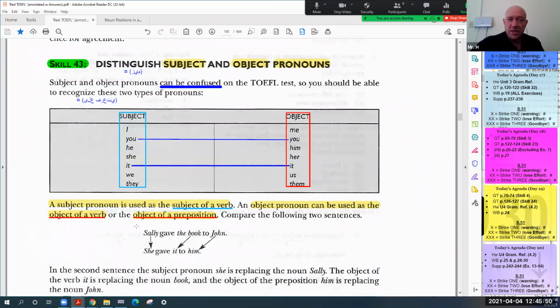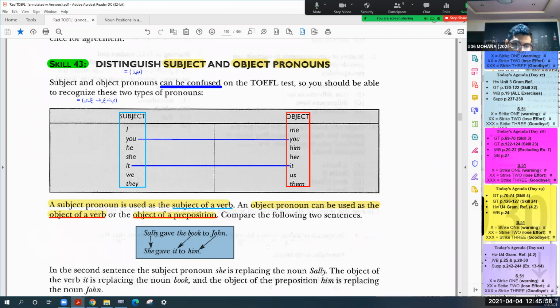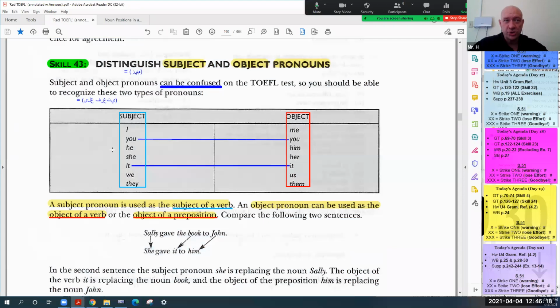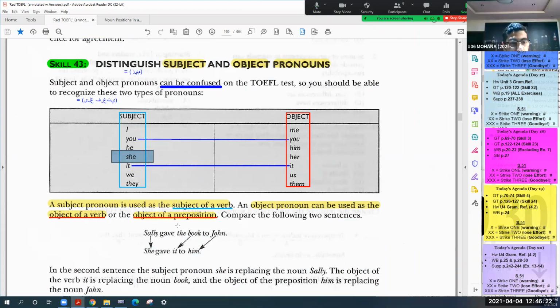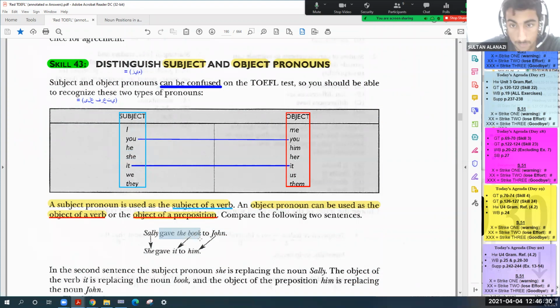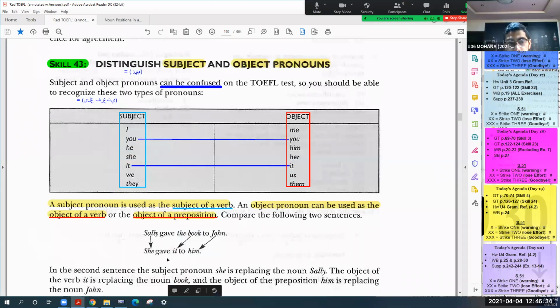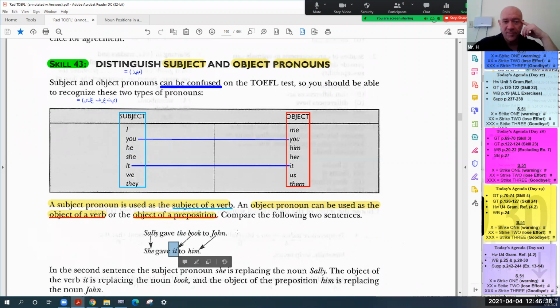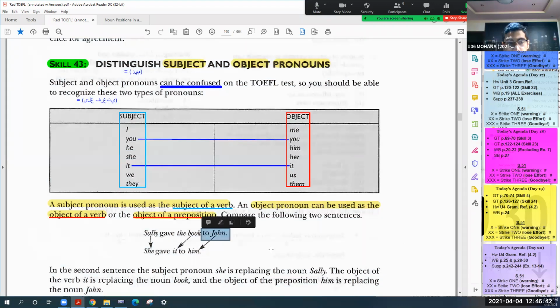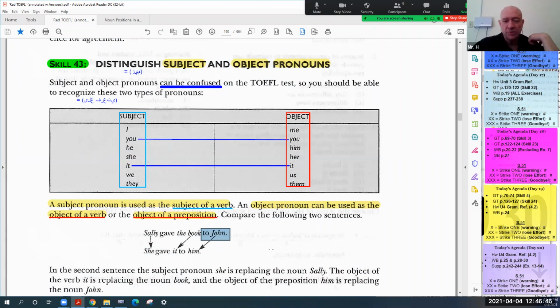All right, Mohana, I want you to read these two examples and explain the changes. Sally gave the book to John. Sally is the subject, so we can replace it with she. Can I use her? No, because it should be a subject. We want the subject position, so you must choose the subject pronoun. Continue. The book is the object of the verb. It follows a verb, so it's the object of a verb, and that's why we change it to it. To him is the object of a preposition. Bingo. It's the object of a preposition.